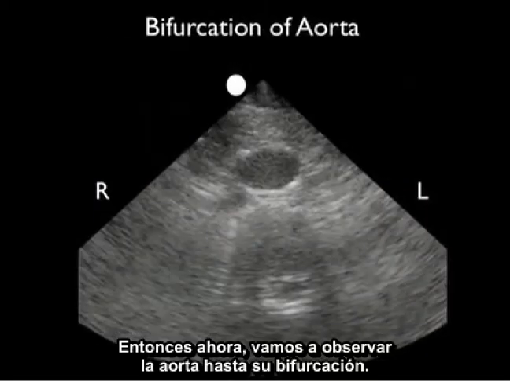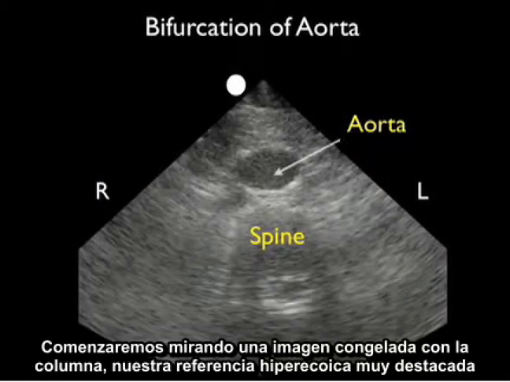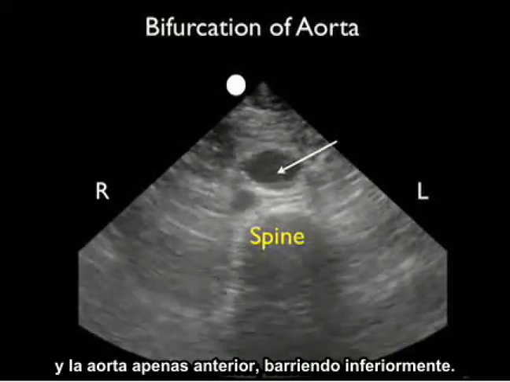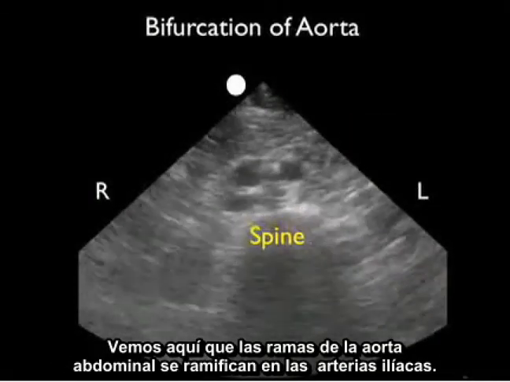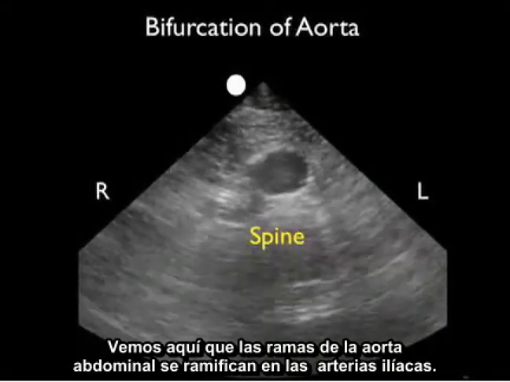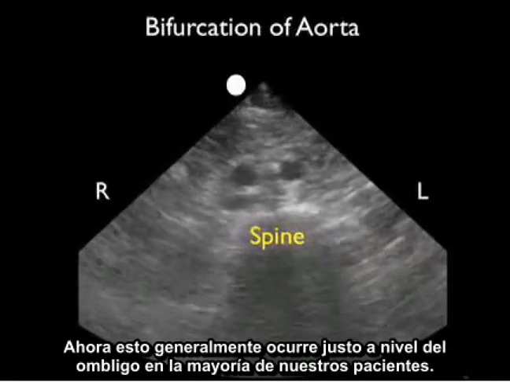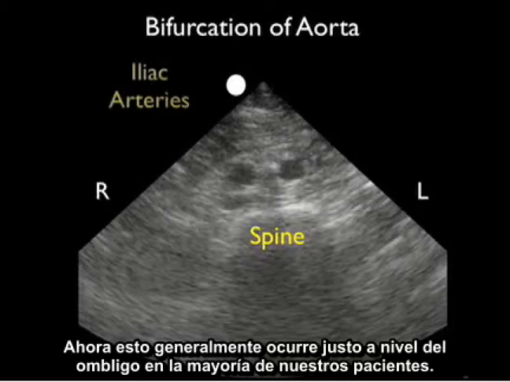So next we'll look at the aorta all the way down to bifurcation. We'll begin by looking at a frozen image with the spine, our very pronounced hyperechoic landmark, and the aorta just anterior, scanning inferiorly, and we'll notice here that the abdominal aorta branches into the paired iliac arteries. Now this usually occurs just at about the level of the umbilicus in most of our patients.